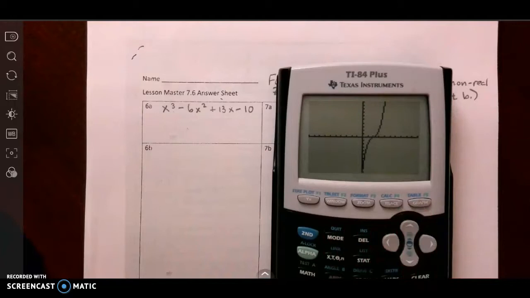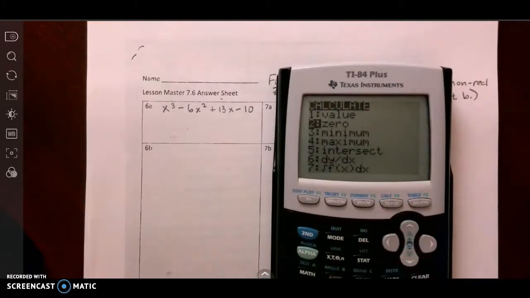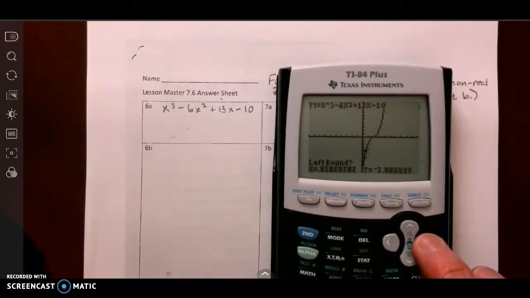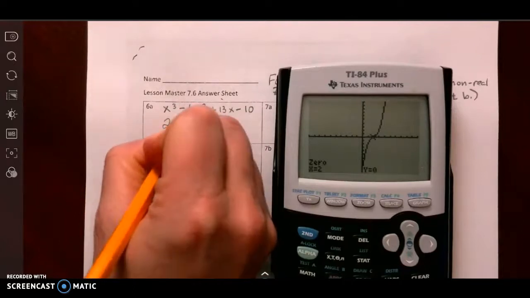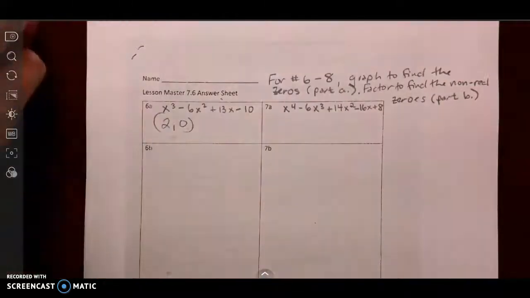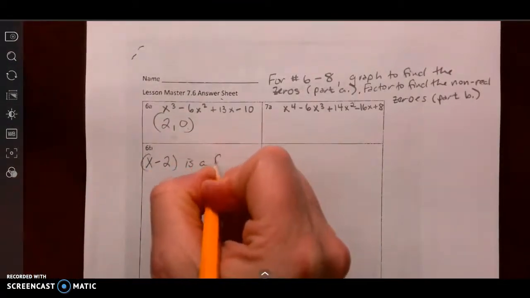It'd be kind of nice to get a little closer. I can't really tell if this goes through once. Well, I guess it would have to, because if it went through twice, then there'd only be, well, I guess that could happen. Let's just see. I'm assuming this goes through once. Let's do second trace, find a zero. Two is a zero, which means that x minus 2 is a factor.